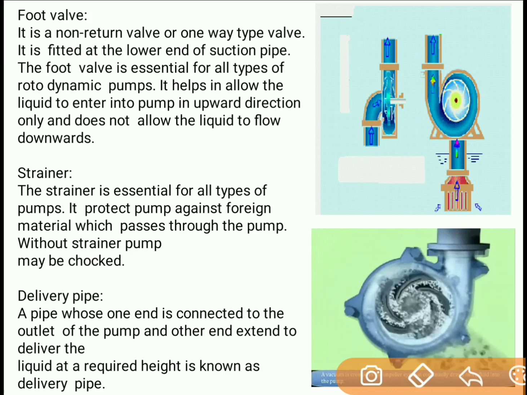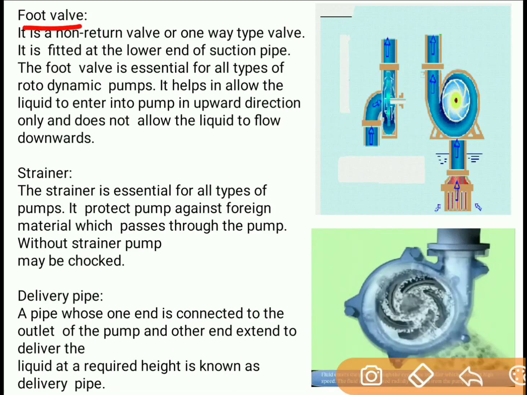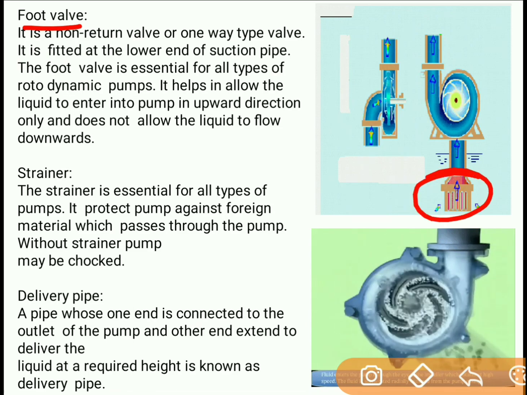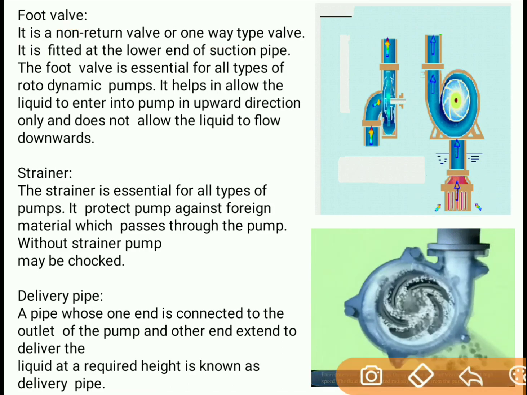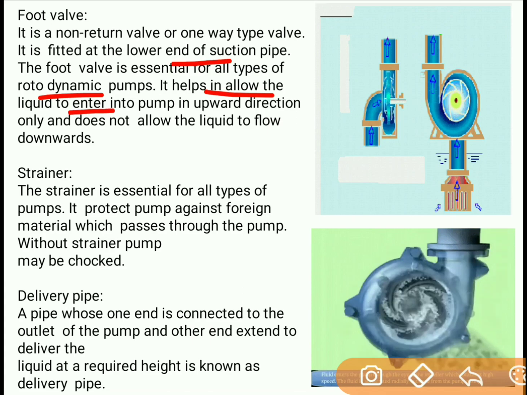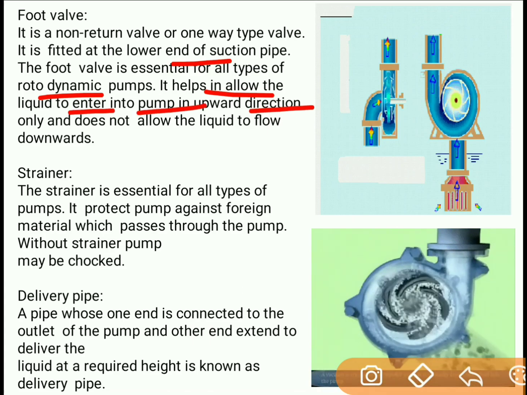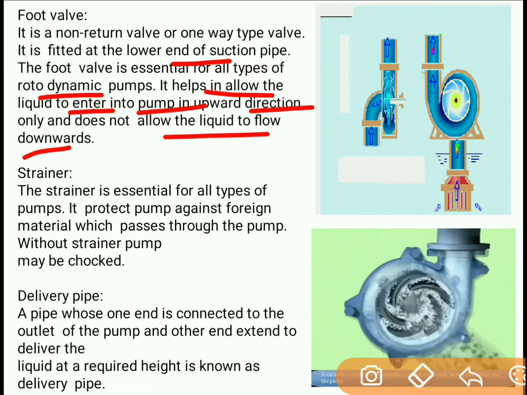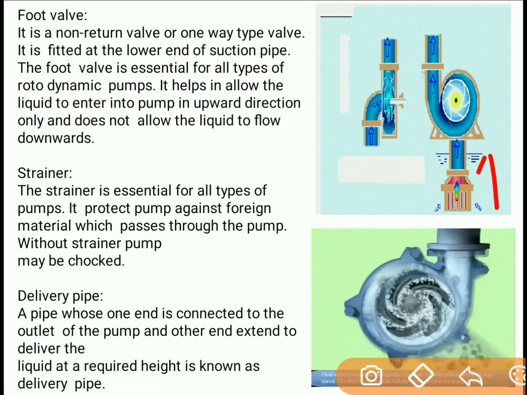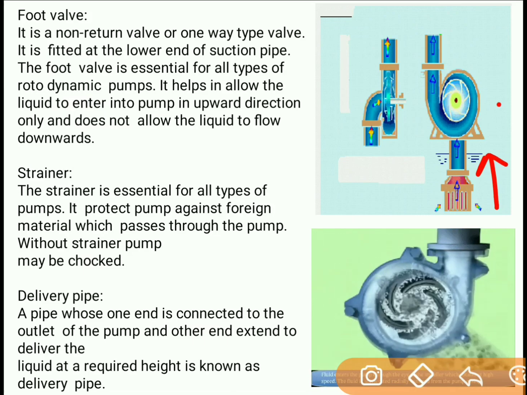Now let us look at a few more components of the centrifugal pump, that is the foot valve. The foot valve is placed at the end of the suction pipe. It is a non-return valve, fitted at the lower end of the suction pipe. The foot valve is essential for all types of rotodynamic pump. It helps in allowing the liquid to enter the pump in the upward direction, and it does not allow the liquid to flow in the downward direction. So this foot valve causes the liquid to transfer only in the upward direction and not in the downward direction, because it is a non-return valve.